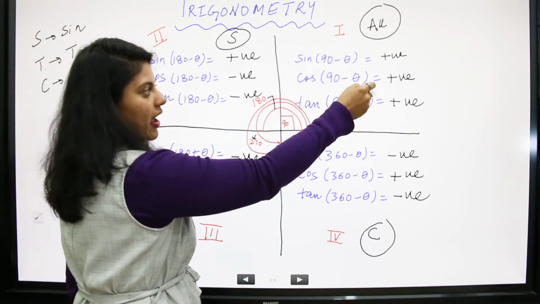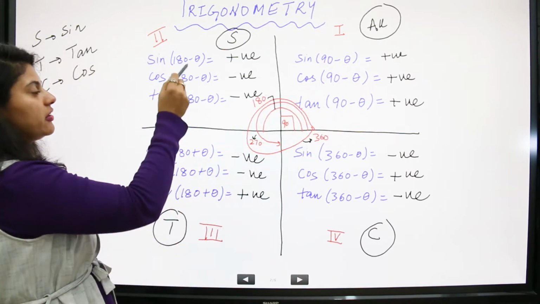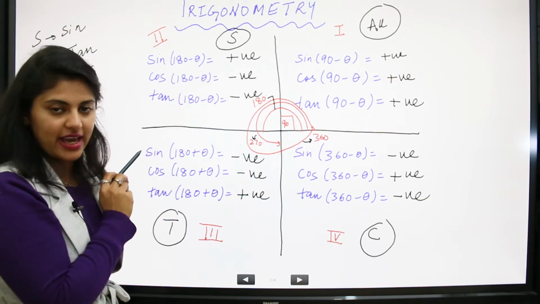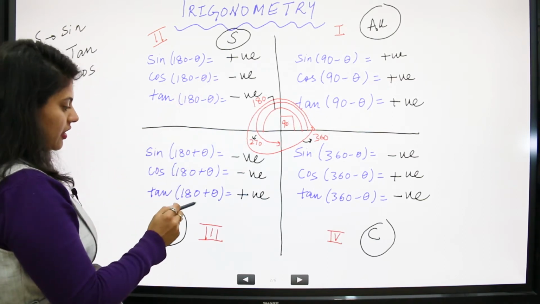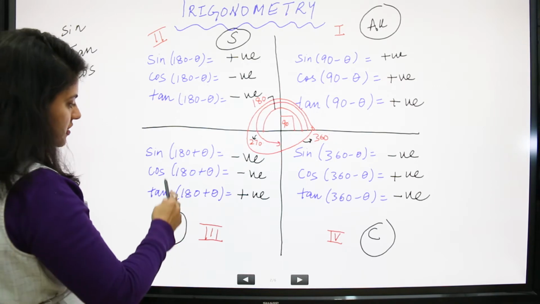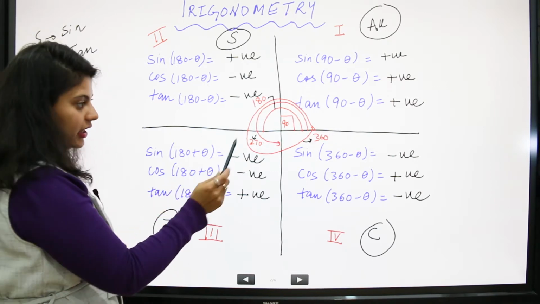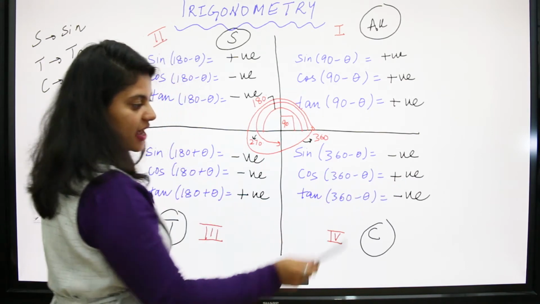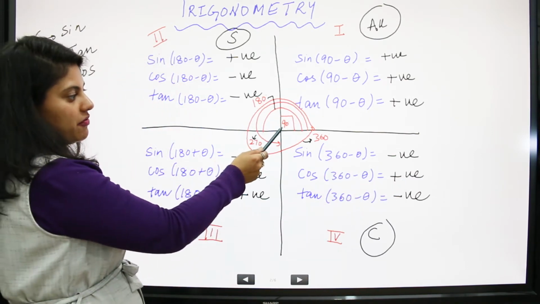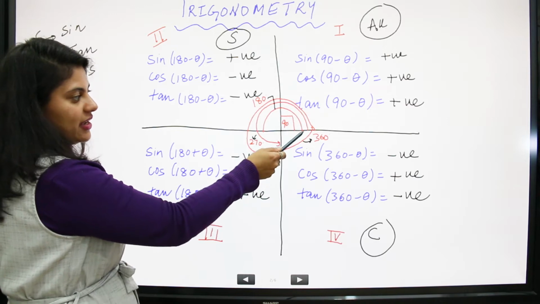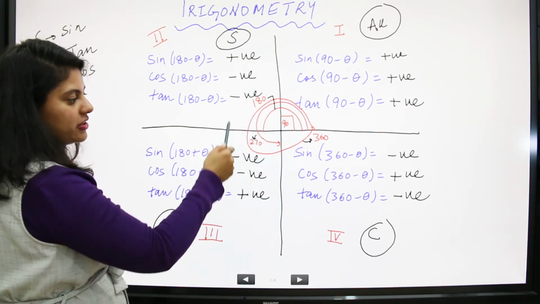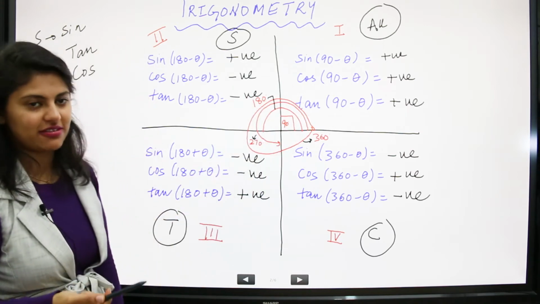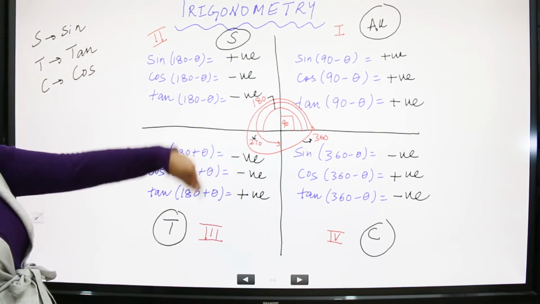All means all the values of sine, cos and tan are positive here. Sine value is positive in this quadrant, the rest, cos and tan, are negative. Similarly for this one, tan is positive, sine and cos are negative. For this quadrant, C means cos is positive and sine and tan values are negative. And remember, this is the 90-degree angle, this is 180, and if you go into the third quadrant, it's 270 degrees and the whole angle is 360 degrees. Okay, so remember this one.